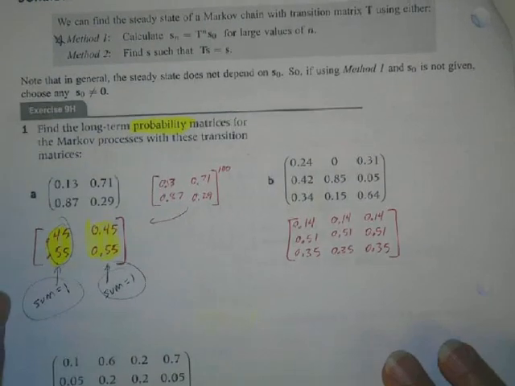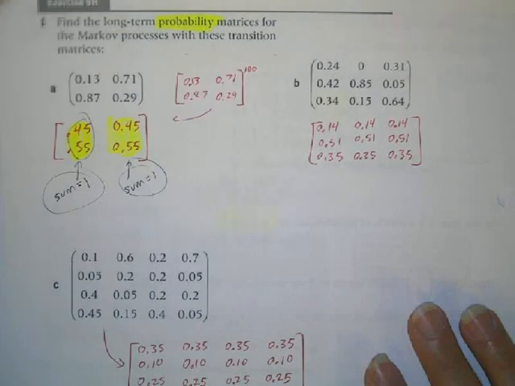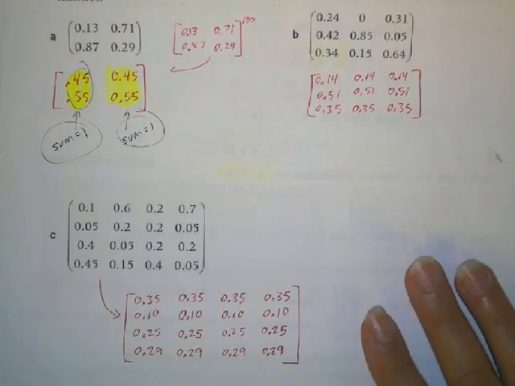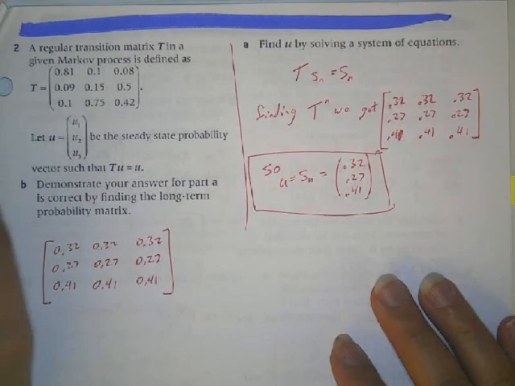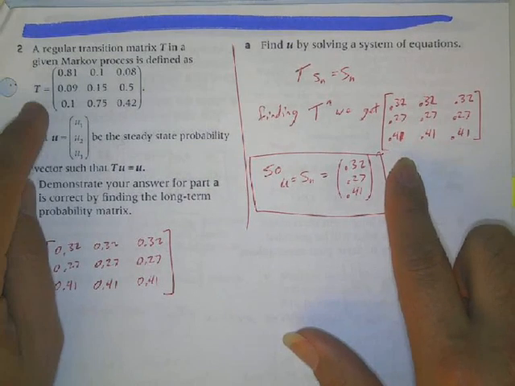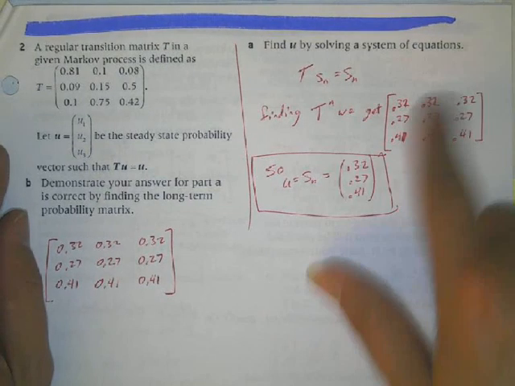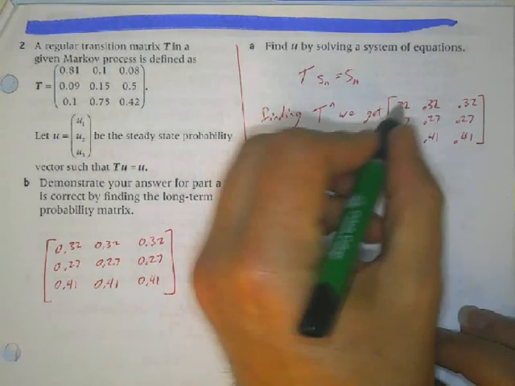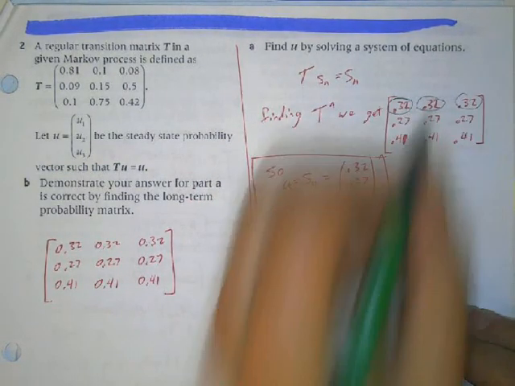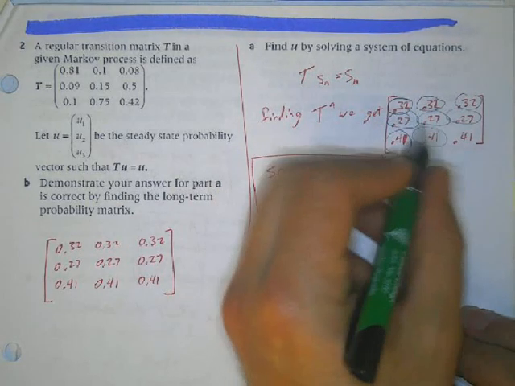Okay. So same process for these. You might want to check your answers. Hit pause. Okay. Same process for here. If I enter this in and do a high power, you end up with getting this. And notice how the rows: 0.32, 0.32, 0.32, 0.27, 0.27, 0.27, 0.41, 0.41, 0.41.